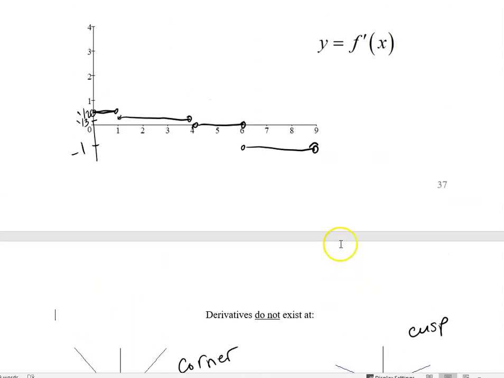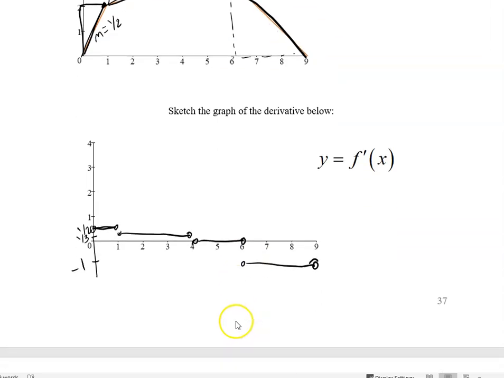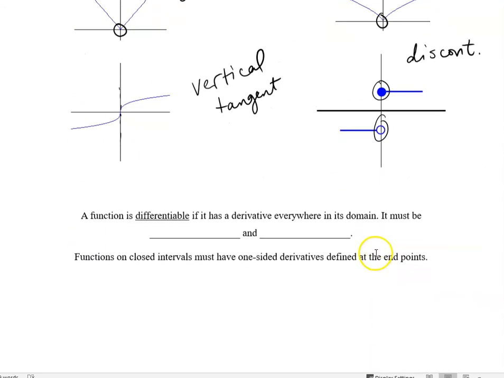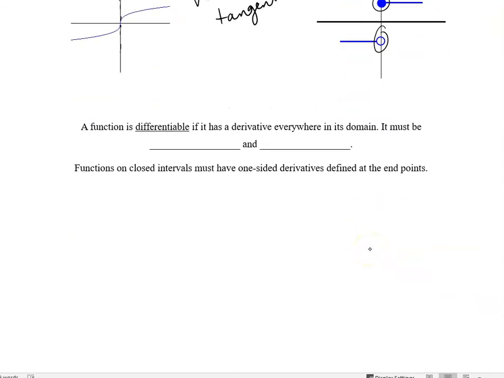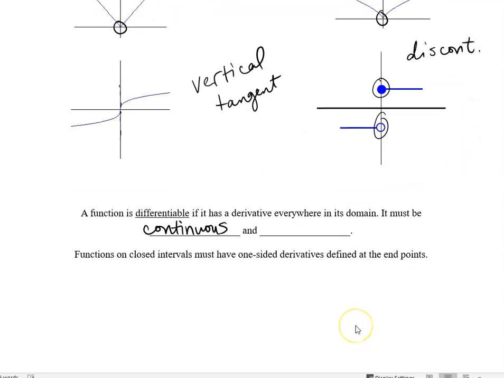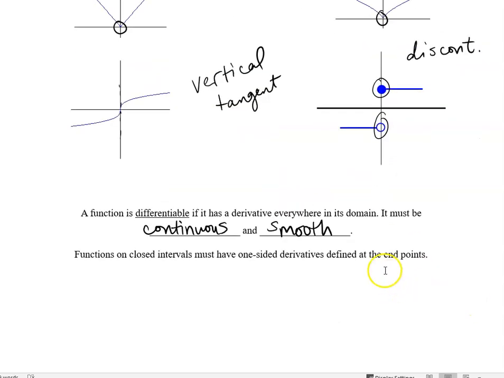In this last graph, just for good measure here, notice that we had corners where there were changes. And so in those spots, I left the derivative as open circles because the derivative would not have existed at those corners. A function is said to be differentiable if it has a derivative, basically, everywhere in its domain. It must be continuous. So that's the first thing. It has to be continuous. As I just mentioned here, you can't have a discontinuity. And it has to be smooth. It can't have a corner or, like I said up here, a corner or a cusp. If there's any of those hard edges, then it's not differentiable.